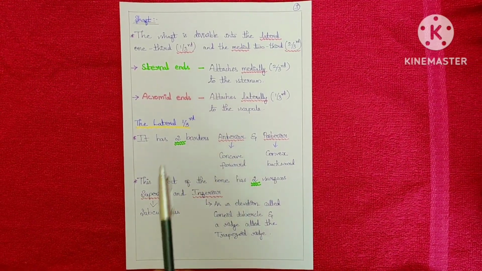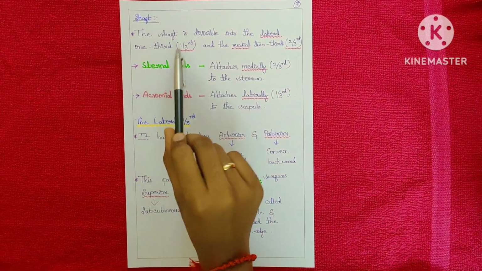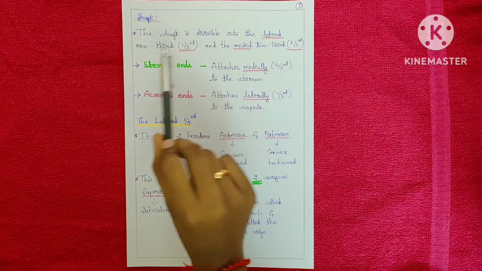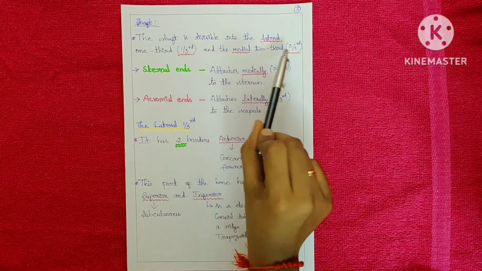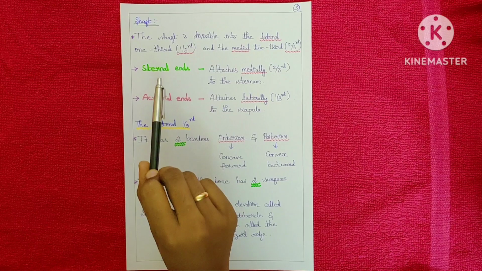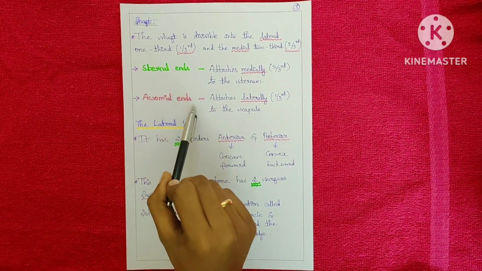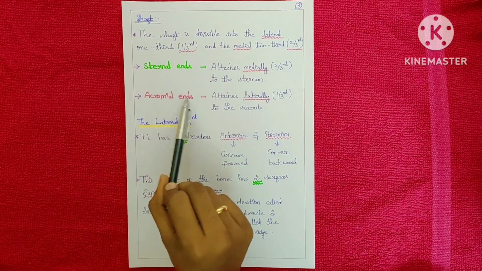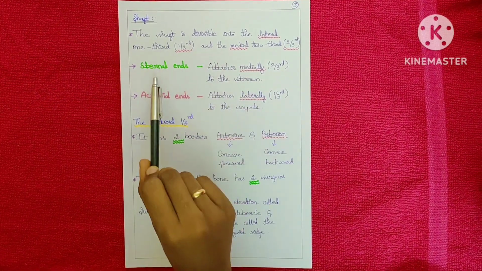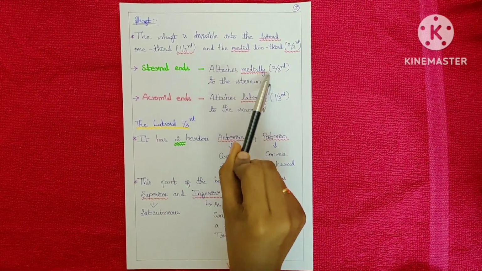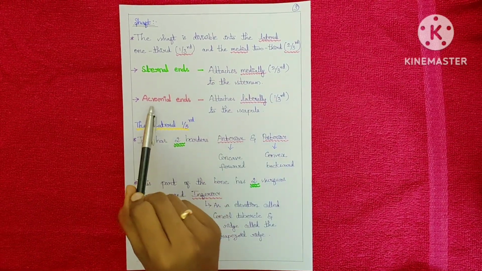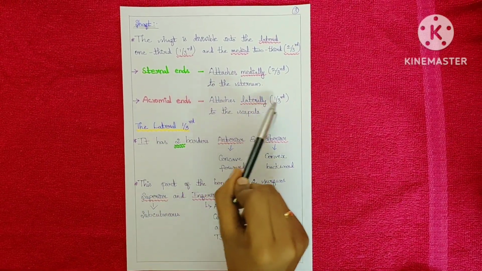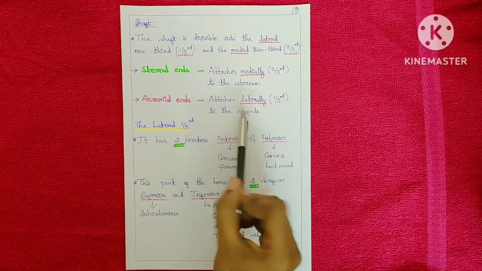So now we'll see about the shaft. The shaft is divisible into the lateral 1/3 and the medial 2/3. We have the sternal end and the acromial end. Obviously, the sternal end is medially placed, the acromial end is laterally placed. The sternal end attaches medial 2/3 to the sternum and the acromial end attaches lateral 1/3 to the scapula.